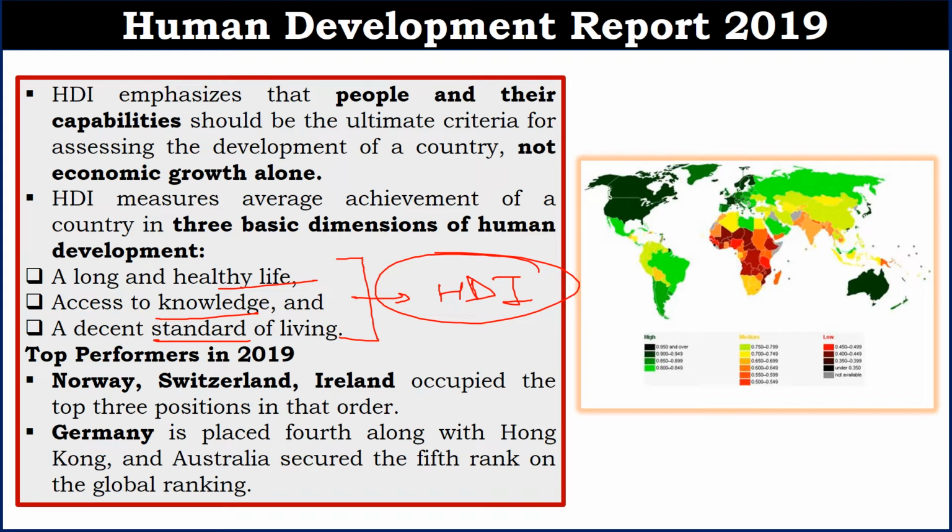This year Norway got the top rank, second is Switzerland, third is Ireland. This is the region, you can remember that. Fourth rank has been taken by Germany along with Hong Kong. On 5th position Australia is there. You remember all the top performers. It can be asked in the examination.